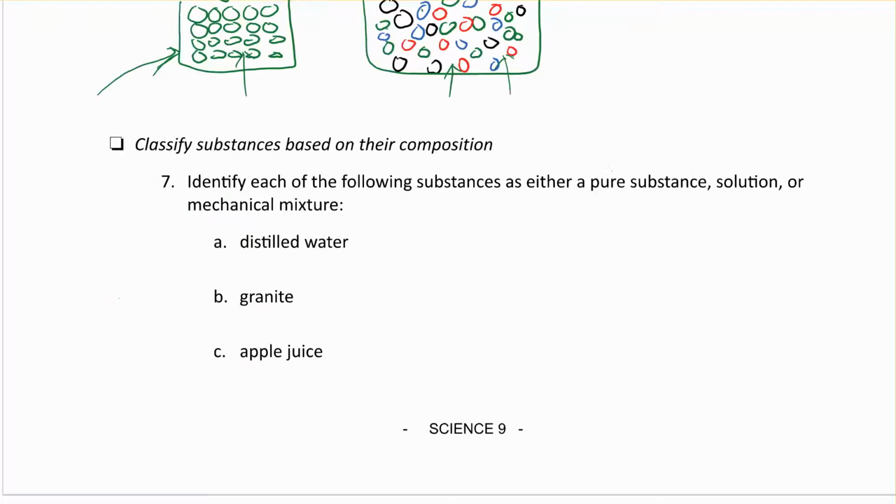All right. So distilled water. A couple people were confused about what the word distilled means. Distilled just pretty much means it's pure. So pure water. So that's going to be a pure substance. It's pure water. It's a pure substance.